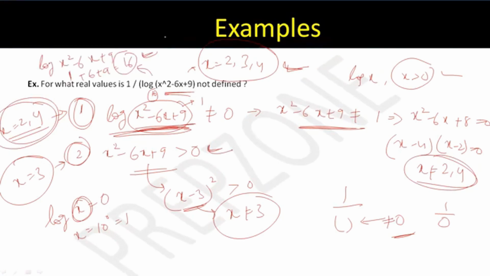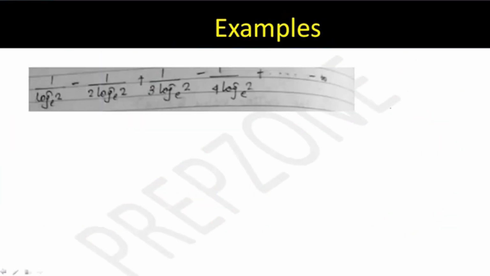Okay, let's move on. Let's solve this question. This is an expression. Let me read out the expression for you. It says 1 by log 2 to the base e. This is log 2 to the base e. This is 2 log 2 to the base e. This is 3 log 2 to the base e, and the signs are interchanging. This is minus, plus, minus, and this goes till infinity. You have to find the value of this expression.